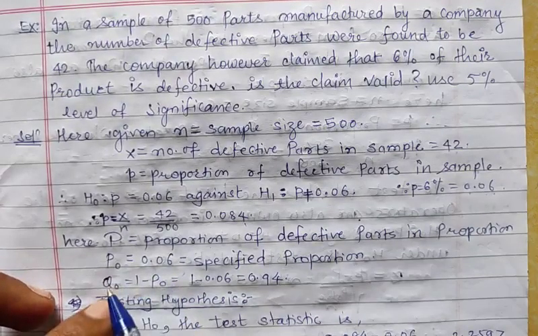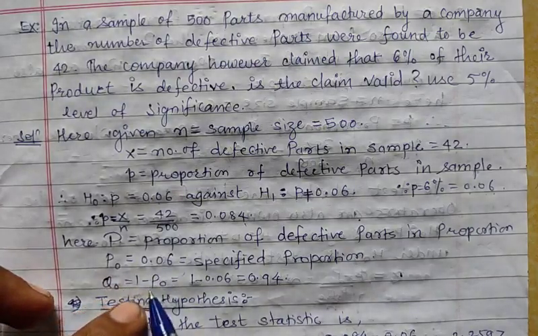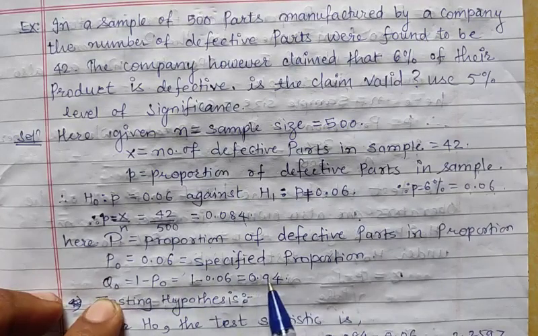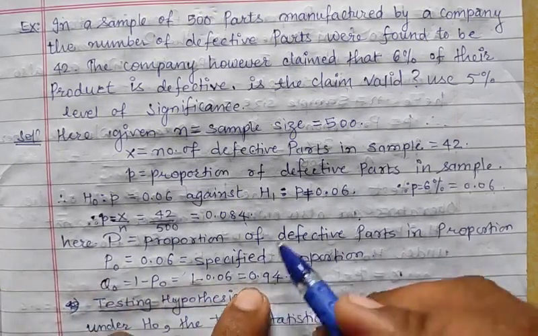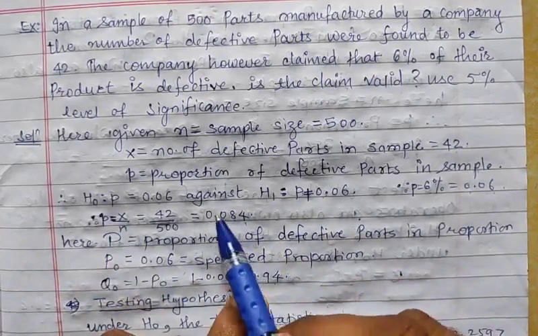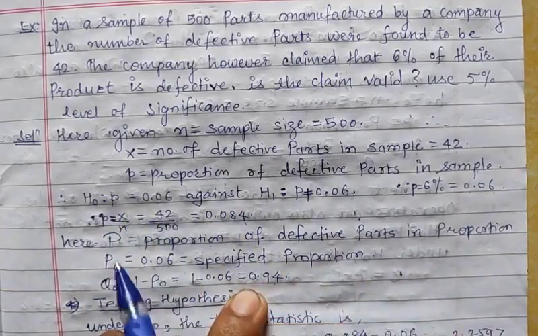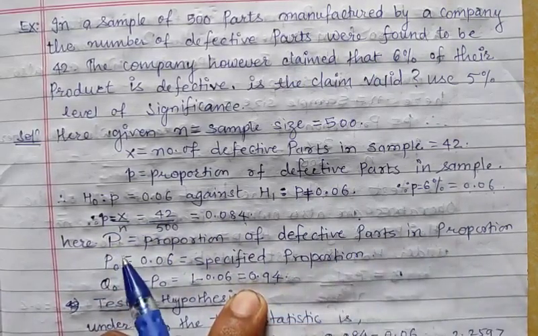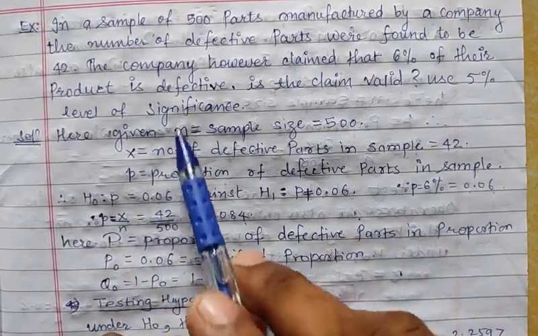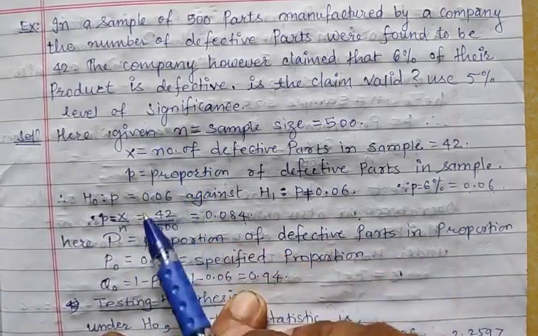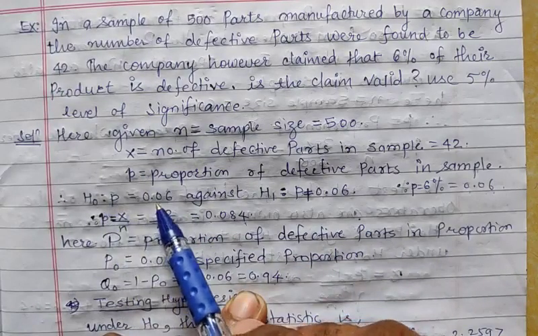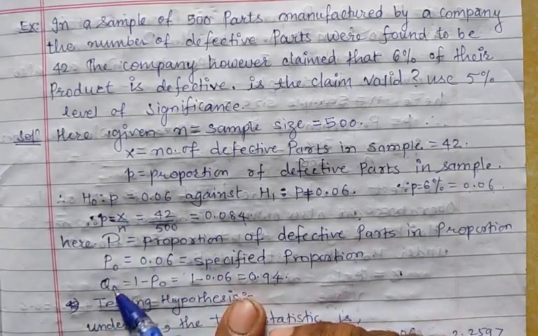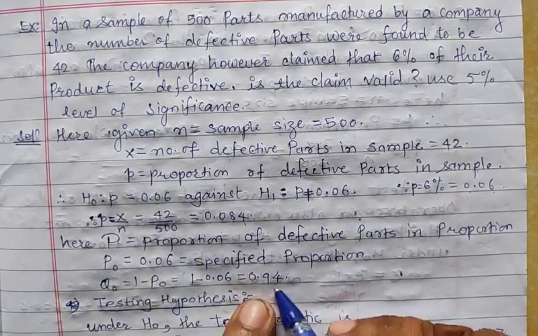Shifting this value to the left-hand side, we get P naught plus Q naught, which is equal to 1. Therefore, Q naught is equal to 1 minus P naught, which is 0.94. Here, small p is calculated using the formula x by n, and capital P is the proportion of defective parts in the population. H naught is p equal to p naught, so that's the value of p naught. From p naught we calculate Q naught, which is 1 minus p naught, and we get 0.94.